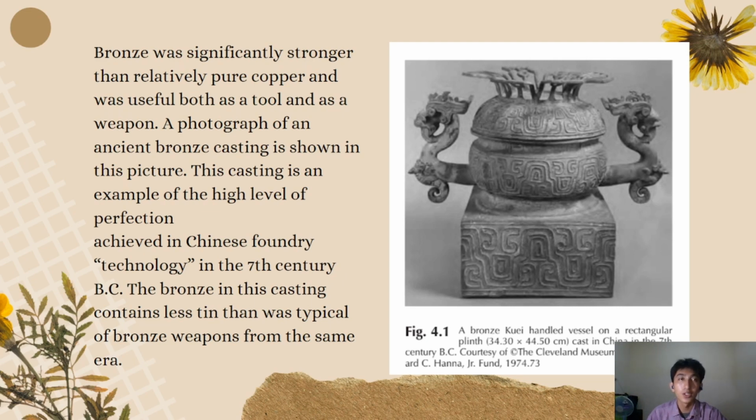Bronze was significantly stronger than relatively soft copper and was useful both as a tool and as a weapon. A photograph of ancient bronze casting is shown in this picture. This casting is an example of the high level of perfection achieved in China's pottery technology. In the 7th century BC, the bronze in this casting contains less tin than was typical of bronze weapons from the same era.